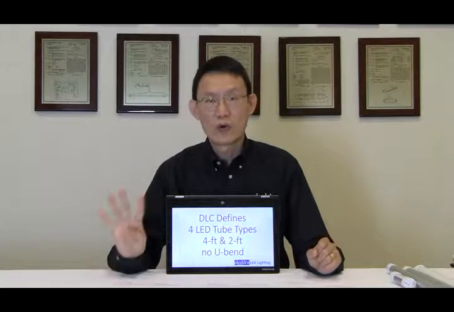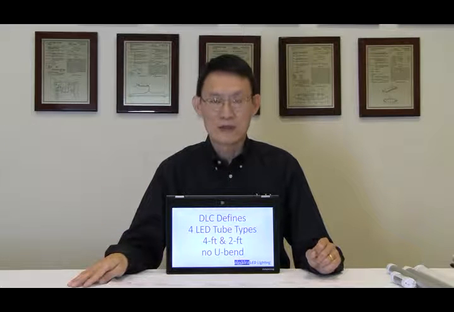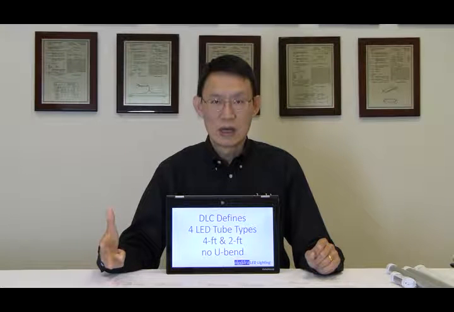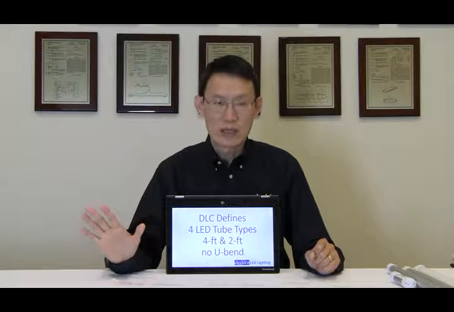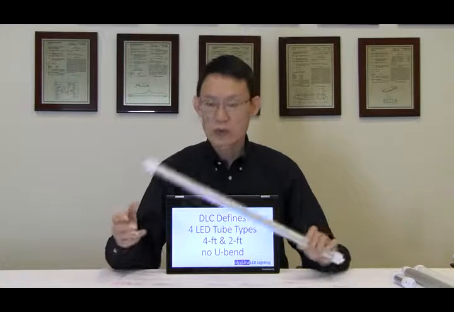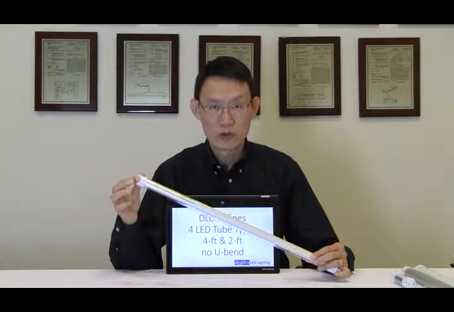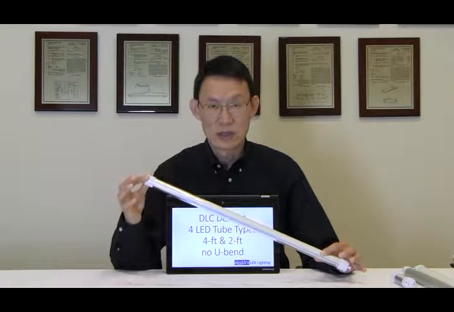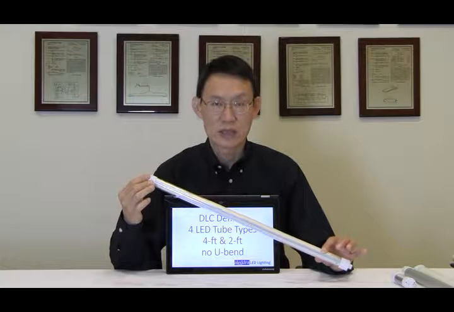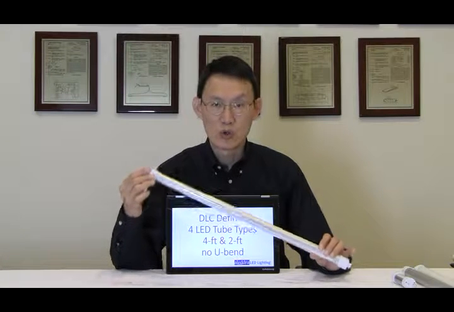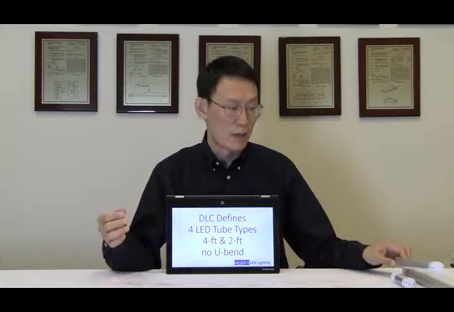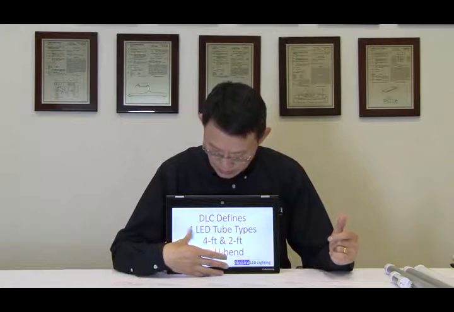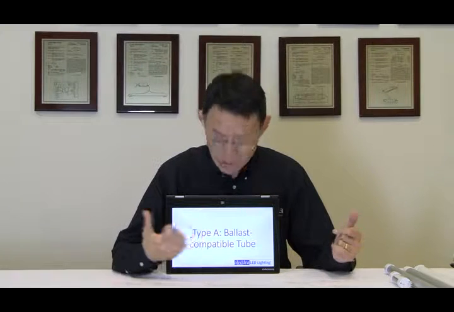As of today, there are 4 types of LED tubes as defined by DLC: Type A, B, C, and D. Please note that those 4 categories only cover 2-foot and 4-foot linear tube. They do not cover the U-bend. The same question has been raised again and again, but as of today, there's no U-bend category by DLC. It may change down the road. So let's go ahead and start with Type A.